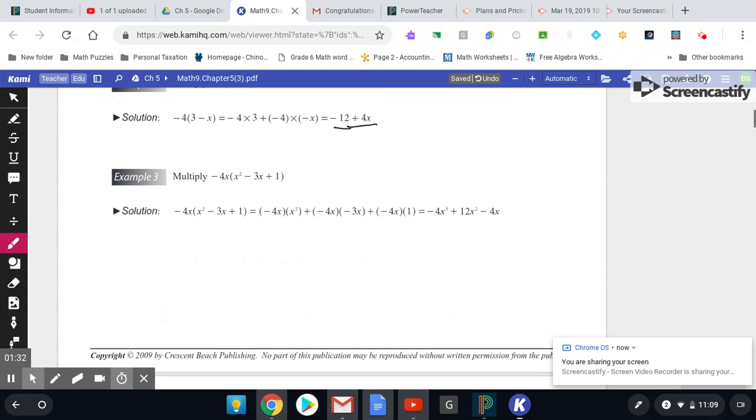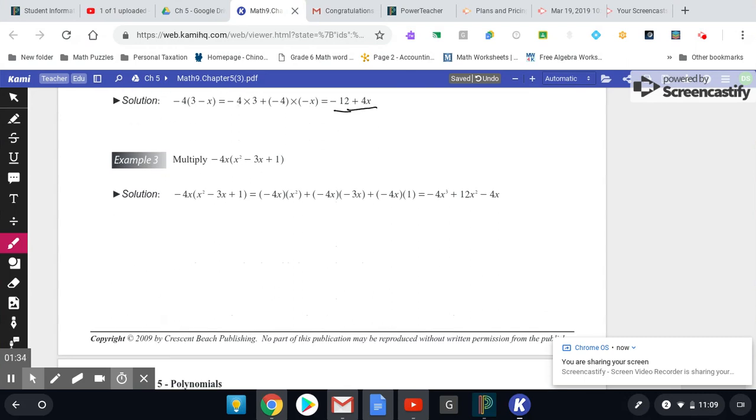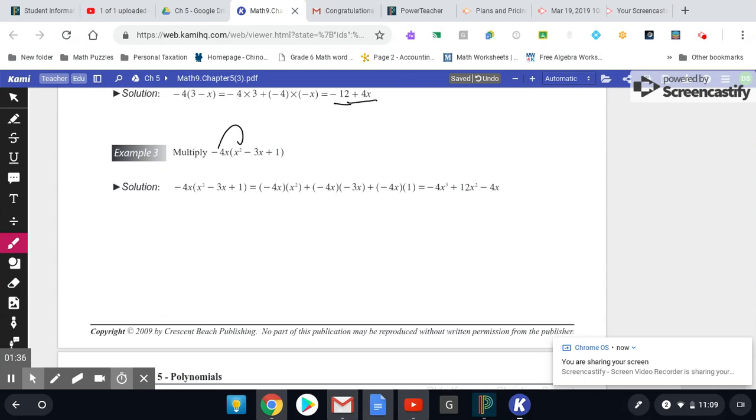Even if you have 3 terms, it's just that easy. Negative times a positive is a -4. X times x squared is x cubed. So you get -4x cubed. Next term. Negative times a negative is a positive. 4 times 3 is 12. X times x is x squared. Last but not least, I'm going to go -4x times a positive 1. Negative times a positive is a negative, and then 4x.